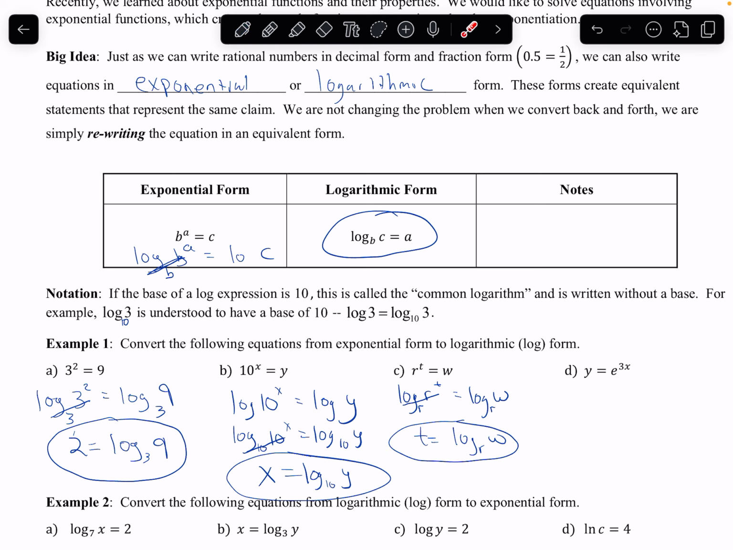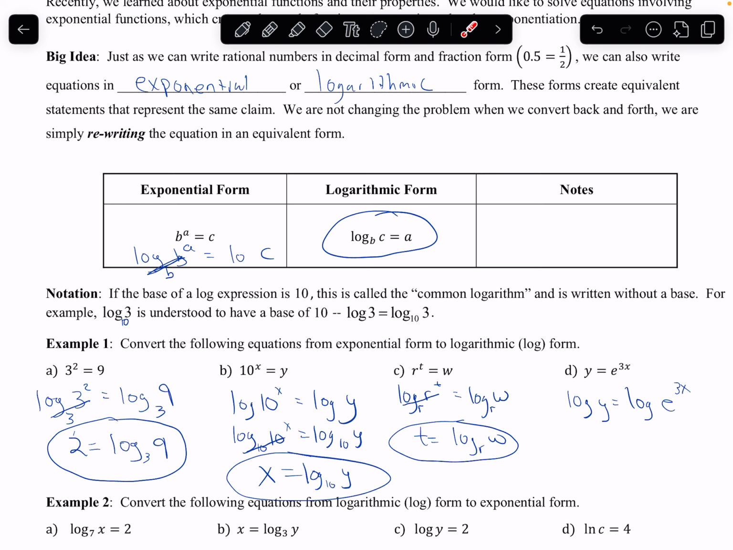And finally, I go over here. I'm going to do the same thing. I'm going to rewrite the exponential as a logarithm. Well, if I'm going to rewrite it as a logarithm, there needs to be a log in there. But I need to take the log of both sides, because it's an equation. What I do to one side, I have to do to the other side. So I'm going to go log y equals log e to the 3x.